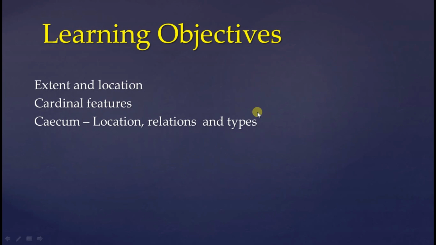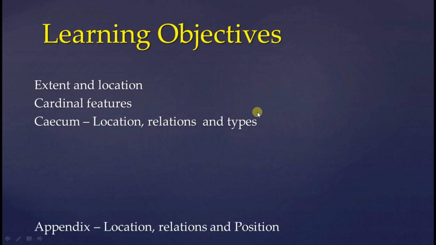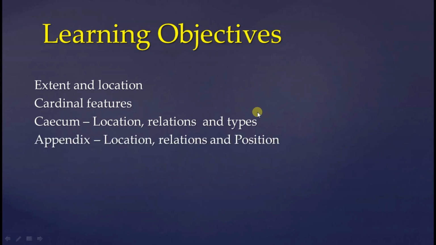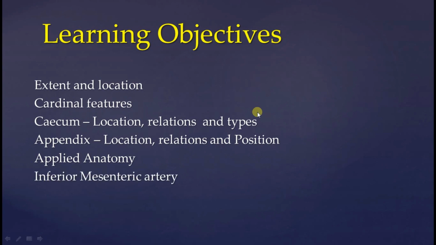Then of course the location, relations and the various types of caecum, followed by that same way about the appendix. Then applied aspects with respect to the caecum, appendix and the large intestine as a whole. Followed by that I will be discussing about the inferior mesenteric artery, its origin, course, branches.